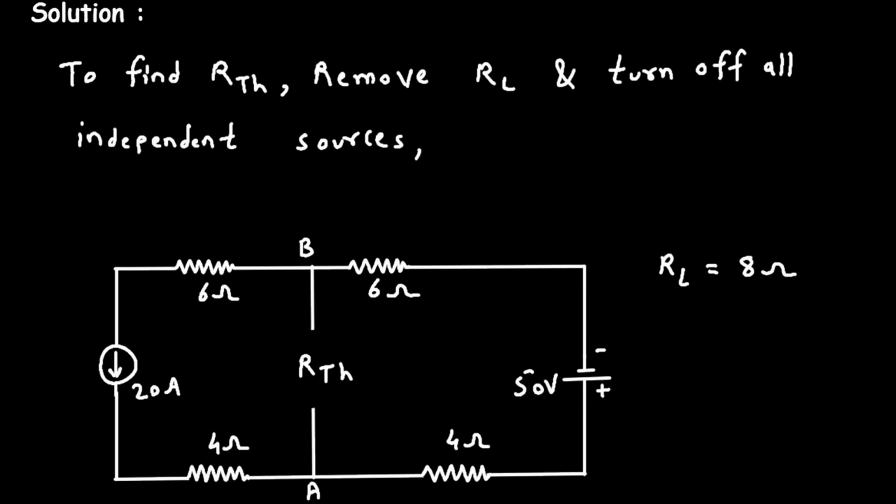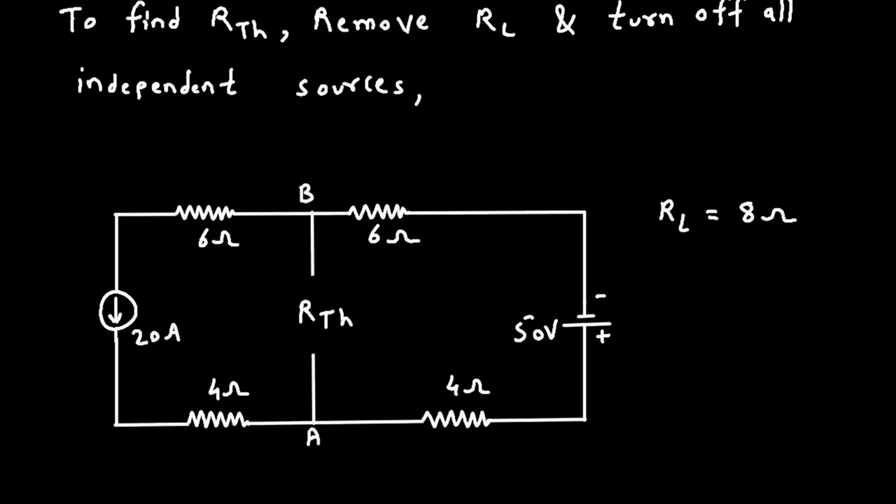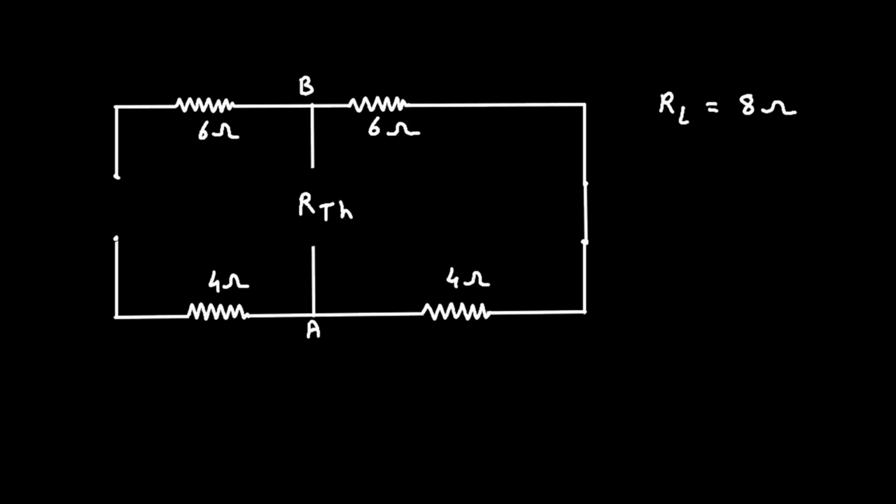Then next step is to turn off all the independent sources. Now here this voltage source will be turned off, and when we turn off a voltage source, that time we have to replace it by a short circuit. And when we turn off a current source, that time we have to replace it by open circuit. So now this is the circuit we got.